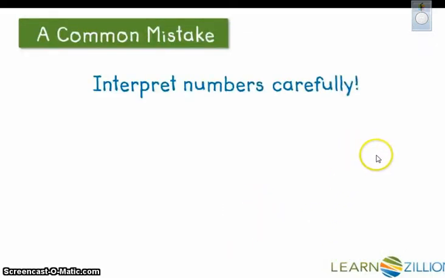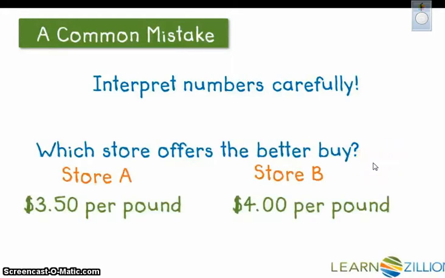When answering the type of question that we're going to answer in this lesson, we need to interpret numbers carefully. For example, which of these 2 stores offers the better buy? We can tell that $3.50 is less than $4. Do we want fewer dollars per pound, or do we want more dollars per pound? In this case, better buy means fewer dollars per pound, but we've got to be careful not to automatically pick the larger number or the smaller number without thinking the situation through.